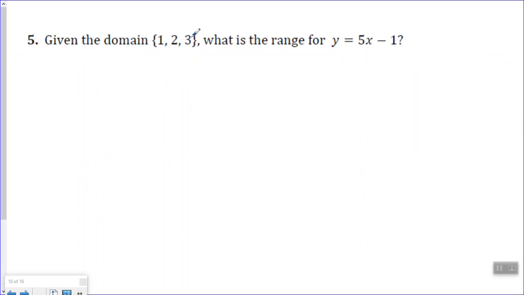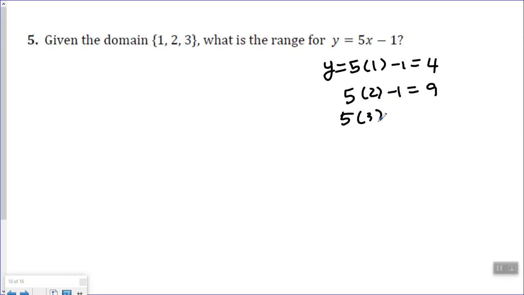Given the domain 1 to 3, what is the range for y equals 5x minus 1? So these are x values, so plug 1 into x, and plug 2 into x, plug 3 into x. So y equals 5 times 1 minus 1, which is 5 minus 1, 4. And then let's do 5 times 2 minus 1, it's 10, minus 1, 9. And 5 times 3 minus 1, 15 minus 1, which is 14. And how do you write it? You have to write them all together.